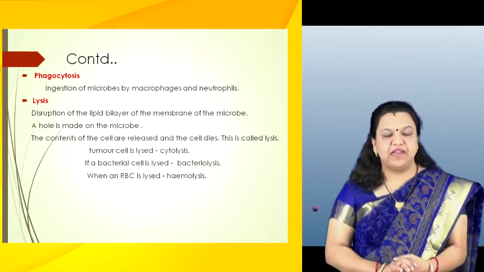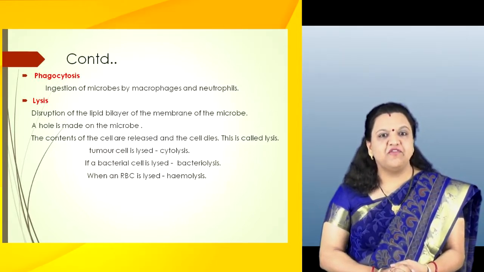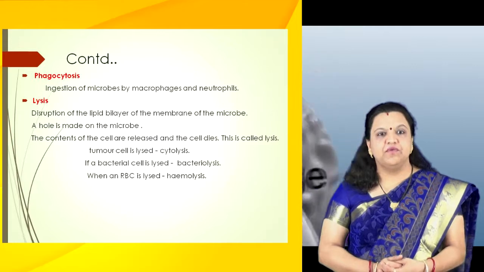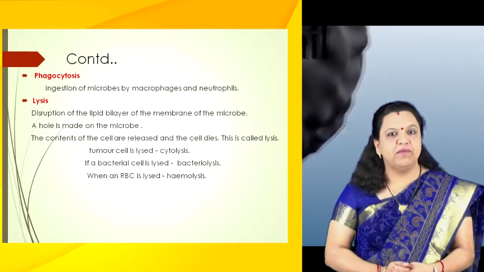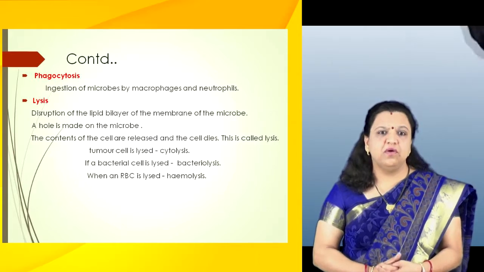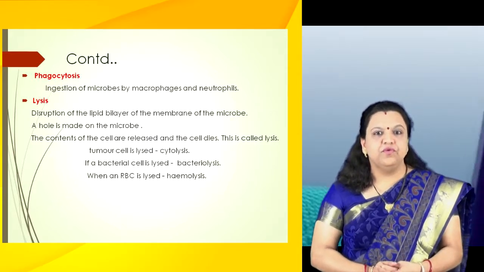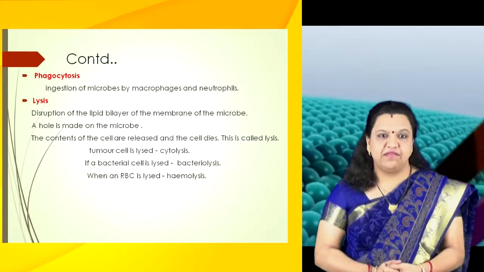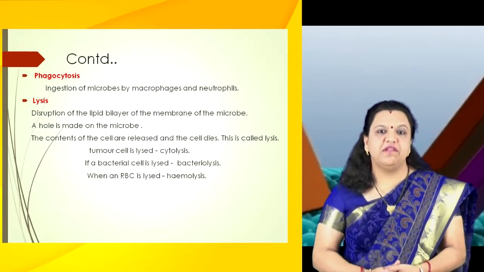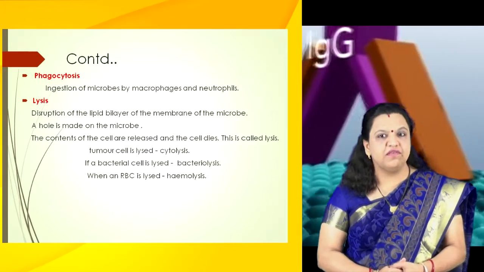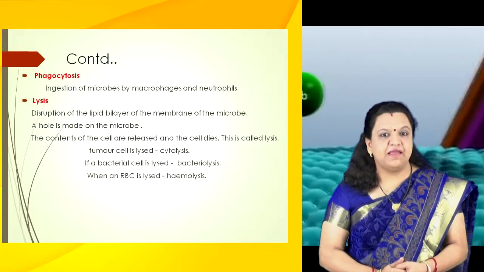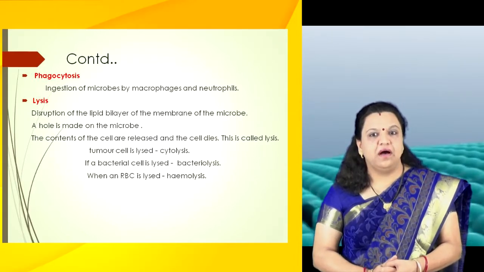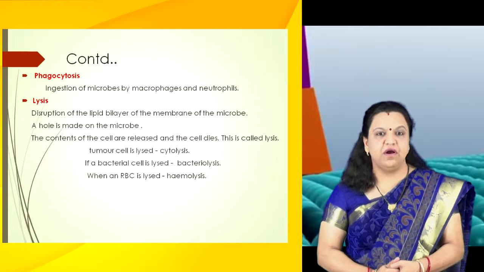The fifth biological function is lysis, that is, the attachment of complement factors to the cell membrane of the microbes causes disruption of the lipid bilayer of the membrane of the microbe. As a result, a hole is made in the microbe. Through the hole, the contents of the cell are released and the cell dies. This is called lysis. When a body cell such as a tumor cell is lysed, the lysis is called cytolysis. If a bacterial cell is lysed, the lysis is called bacteriolysis, and when an RBC is lysed, the lysis is called hemolysis.